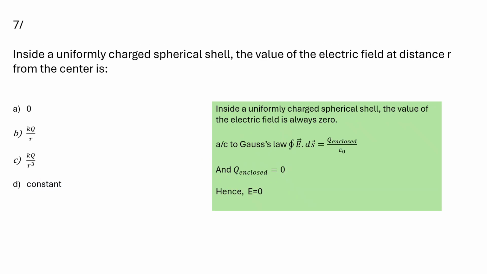Then inside a uniformly charged spherical shell, the value of electric field at distance r from the center is. क्या बोल रहा है inside a uniformly charged spherical shell है. The value of electric field at distance r from the center, क्या होगा इसका electric field. Inside a uniformly charged spherical shell, the value of the electric field is always zero. So the Q enclosed is zero and hence E equals zero.